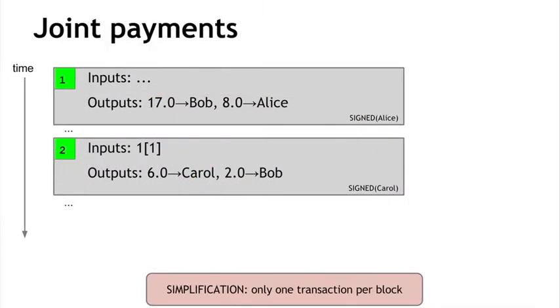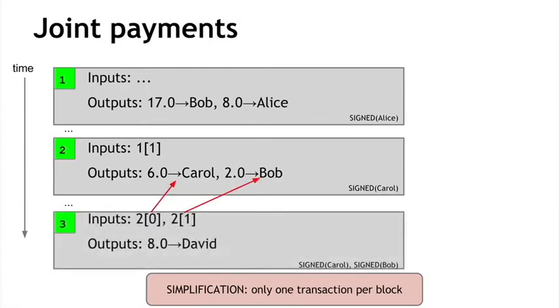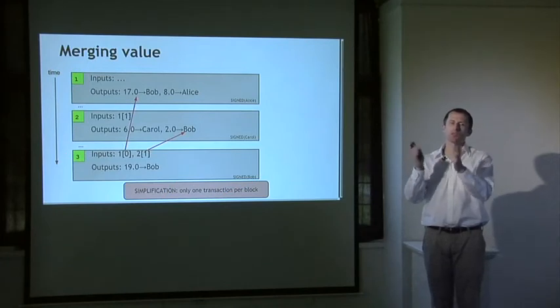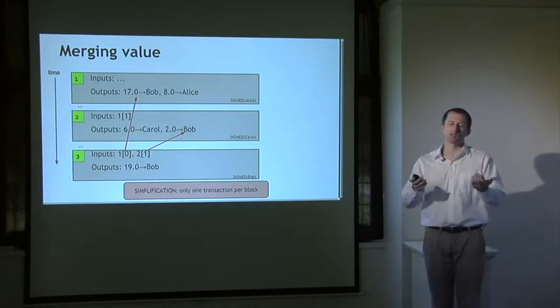So some other things that we can do quite easily here, we can merge value. So let's say there's 2 different transactions that send some money to Bob, 17 coins in transaction 1 and 2 coins in transaction 2. Bob might say, I'd like to have one transaction I can spend later where I have all 19 coins. So this is pretty easy. You just create a new transaction that has 2 inputs now and only 1 output, so all of those coins go to Bob. And you've combined the 2 previous transactions into one that Bob can then spend later.